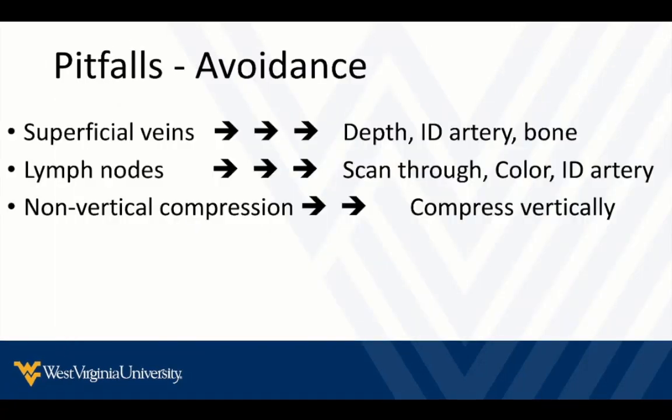So those are the big pitfalls. Number one, by far, making sure you're imaging at adequate depth. Make sure you see the artery of interest and the vein in contact with it. And when you compress, look for bone down deep at the lower end of your screen. That's a clue that you're looking deep enough. Lymph nodes, just make sure you scan through them. Anything you think is clot, scan up and down, look for compression, and make sure you see the artery next to it, and that'll help you avoid that pitfall. And like I mentioned before, make sure you're trying to compress vertically so that you fully collapse the veins and don't lead to false positives.